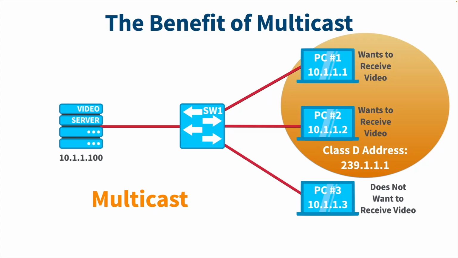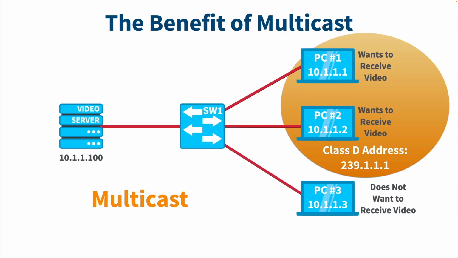Now, in this case, the video server is going to send out traffic destined for 239.1.1.1, and the switch, through something called IGMP snooping that we'll discuss a bit later, knows that only PCs 1 and 2 want to receive that traffic, so switch SW1 will only send copies out to those PCs. PC 3 does not get a copy of the traffic. So this is really the best of both worlds for this particular scenario.